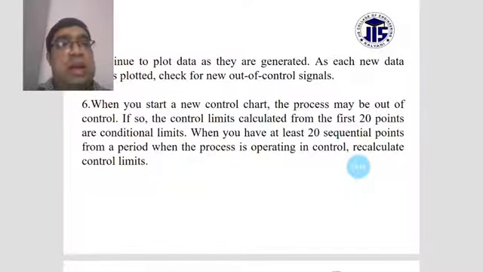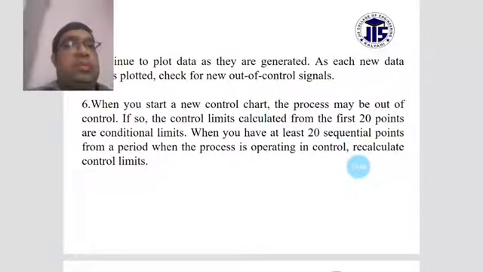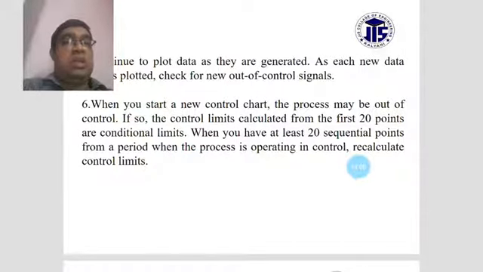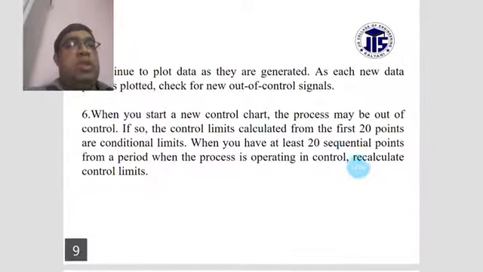When you start a new control chart, the process may be out of control. If so, the control limits calculated from the first 20 points are conditional limits. Also, this will be the first 20 points.